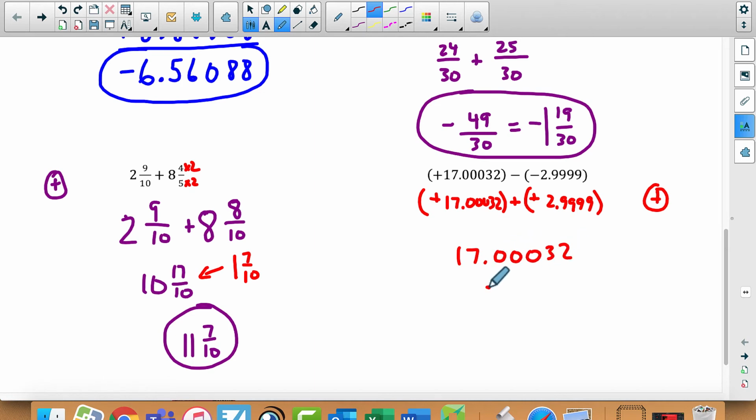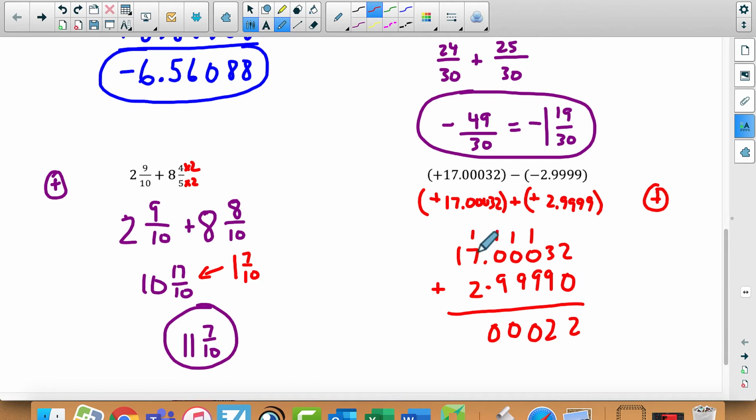We're going to line up the decimal, so we'd have 29999. We can fill in this space with a 0, and we said we're adding. So 2 plus 0 is 2, 3 plus 9 is 12, carry the 1, 1 plus 0 plus 9 is 10, carry the 1, 1 plus 0 plus 9 is 10, carry the 1, 1 plus 0 plus 9 is 10, carry the 1, 1 plus 7 plus 2 is 10, carry the 1, 1 plus 1 is 2.